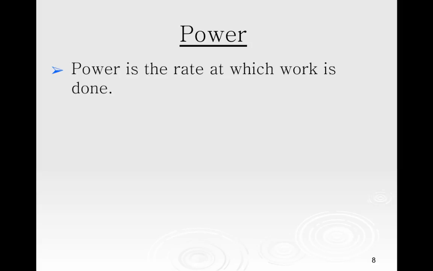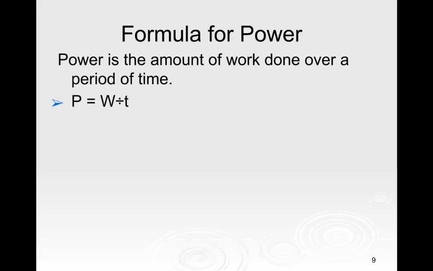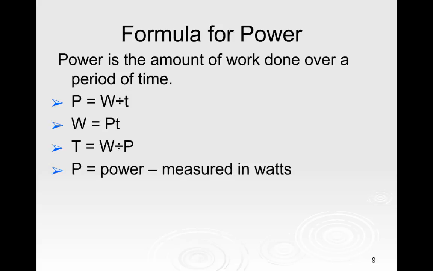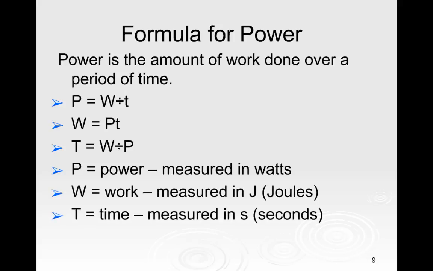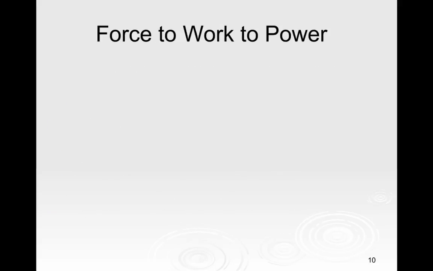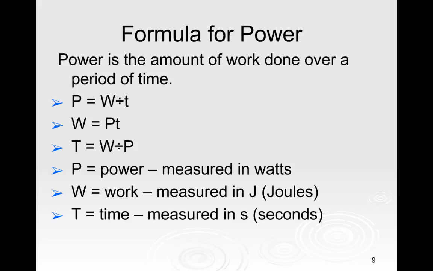So now let's talk about power. Power is the rate at which work is done. The formula for power is the amount of work over a period of time. So power is work divided by time. Work then would be power times time, and time would be work divided by power. Power is measured in watts. Work is measured in joules, and time is measured in seconds. Be sure to add that to your formula sheet as well.